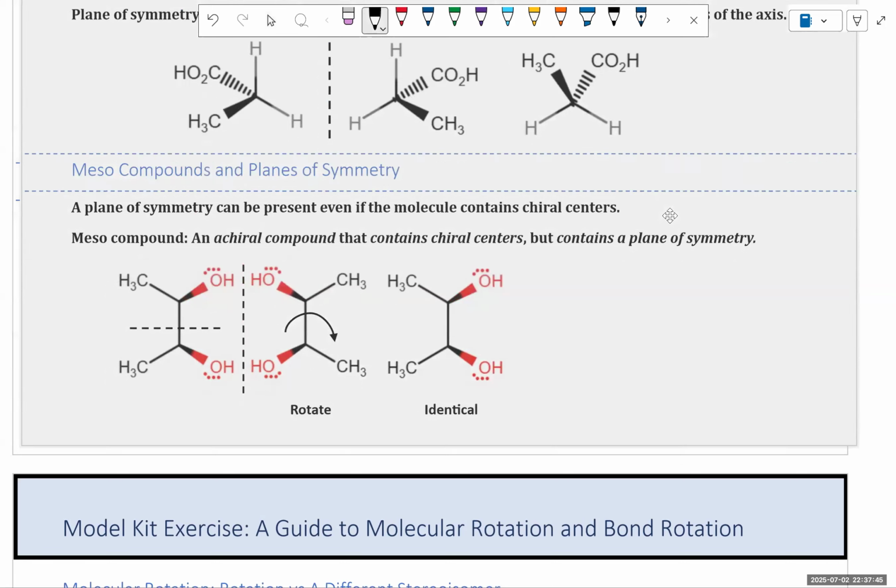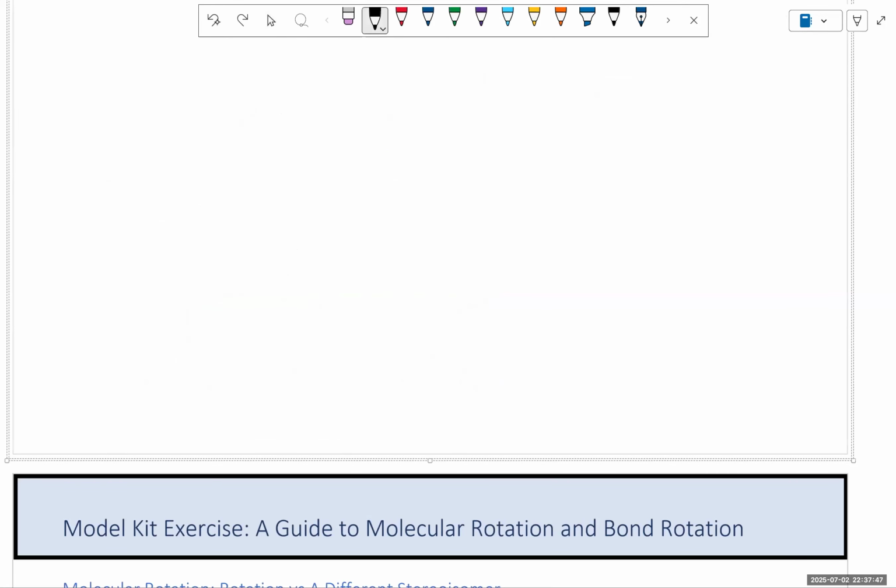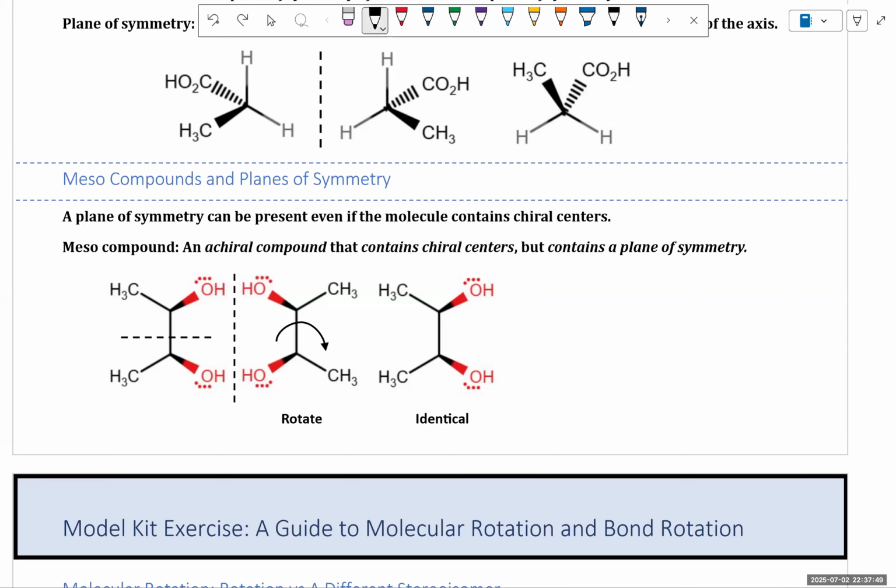So we've shown and demonstrated sufficiently that this compound is meso, and thus it's an achiral compound. Meso compounds are achiral compounds that contain chiral centers. Okay.